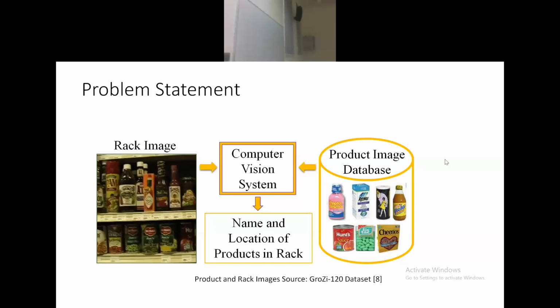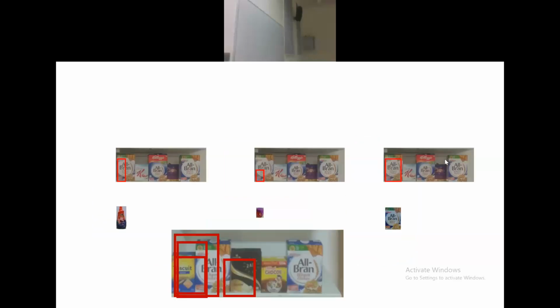Anyway, by the way, there are benchmark data sets available. So if any of you wants to dirty your hands in this problem, you can get these data sets and try solving this. Okay. So what was the initial attempt that we did?